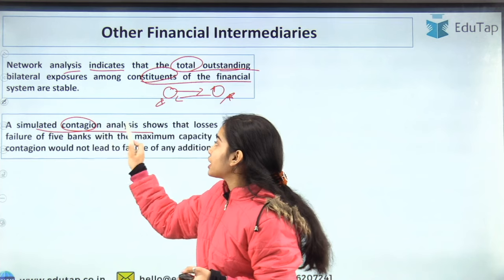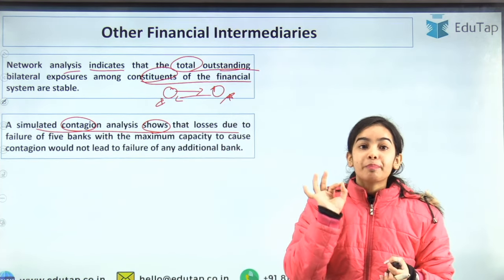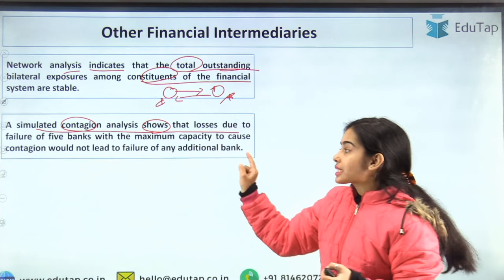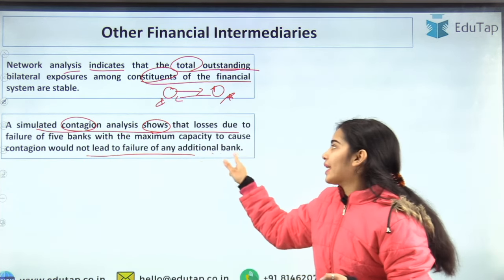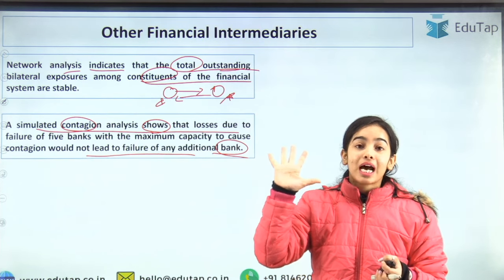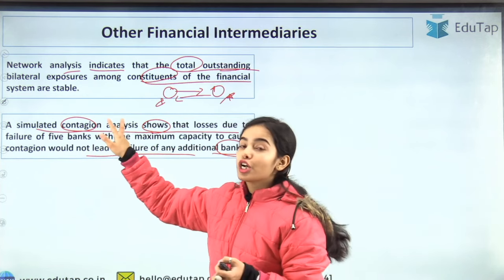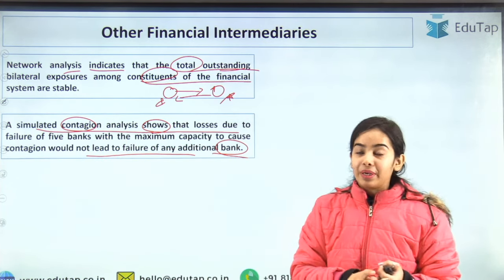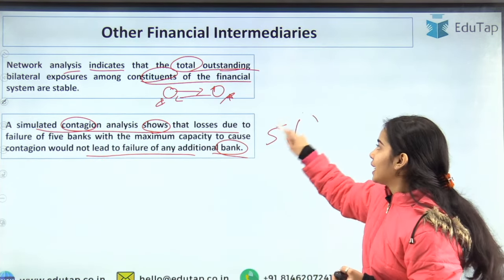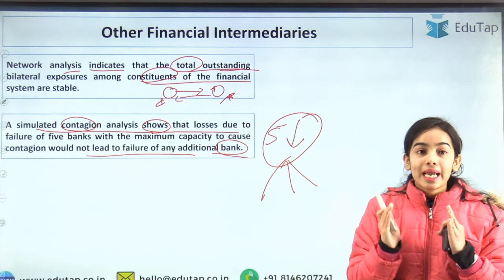Simulated contagion analysis means checking if the losses are contagious or not. So simulated contagion analysis shows that losses due to failure of 5 banks with the maximum capacity to cause contagion would not lead to failure of any additional bank. So if the top 5 banks are going into losses, if they are going down, would the other banks also go down? The contagion analysis shows that it is not going to happen. If the top 5 banks are going down, then the other banks will not be affected. So that is what the contagion analysis is showing.